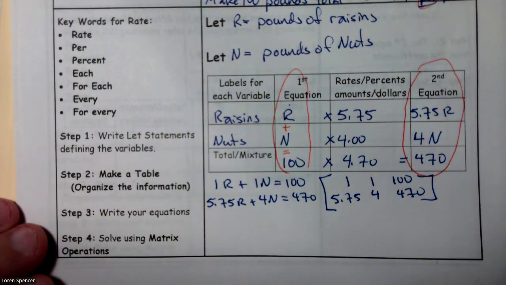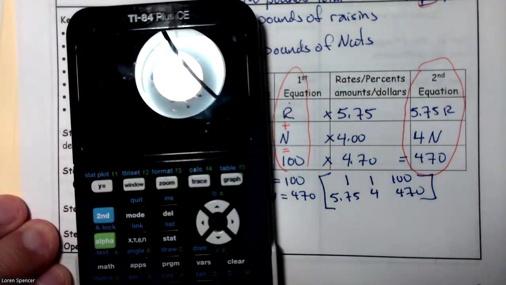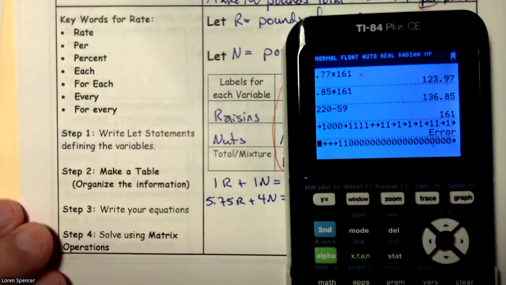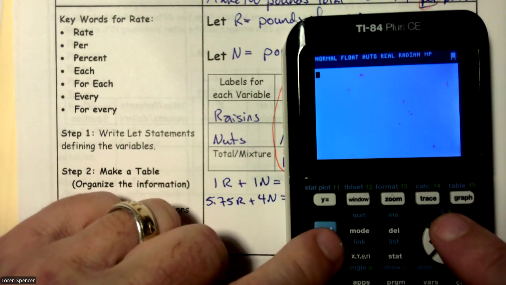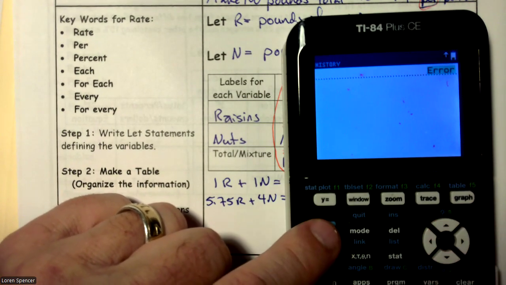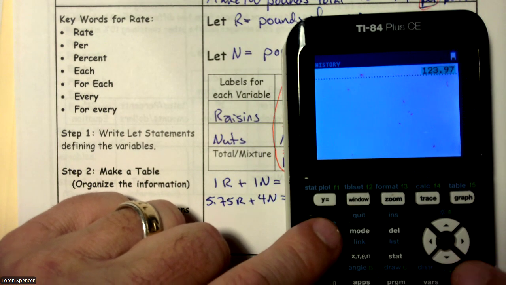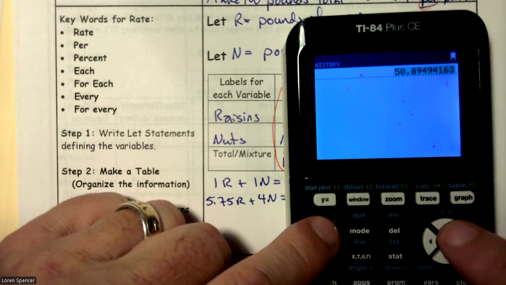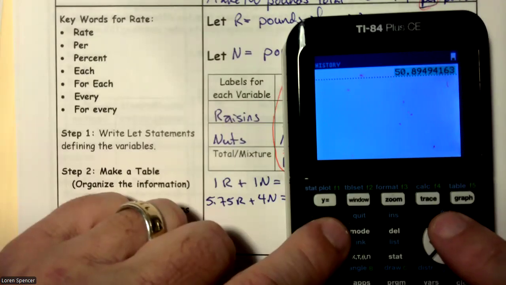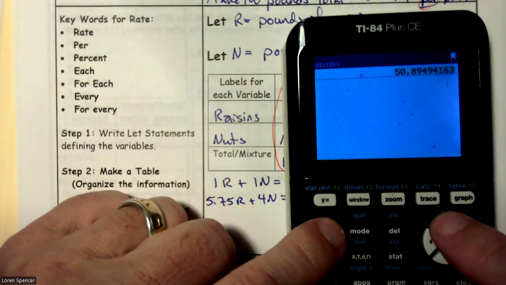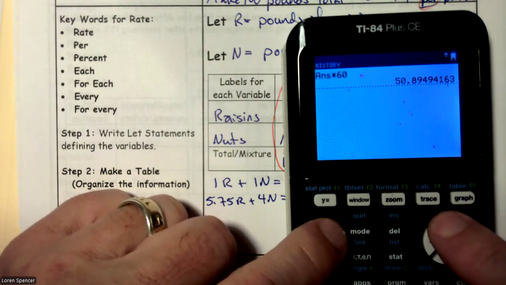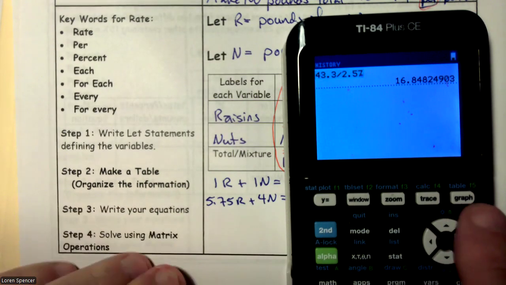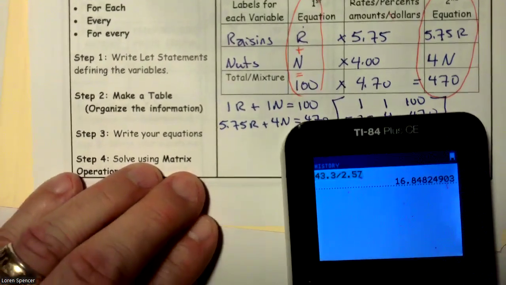Okay, so at this point, we're going to solve using matrix operations. See if I can brighten this up a little bit. That's not working. I guess I can't get it any brighter than this. Okay, that's as bright as I can get it. Hopefully you'll be able to see that.